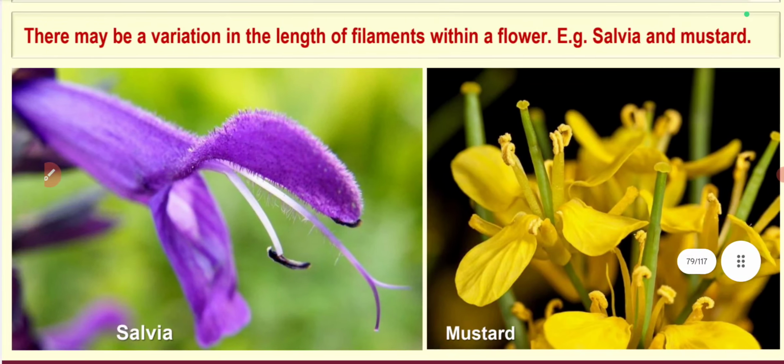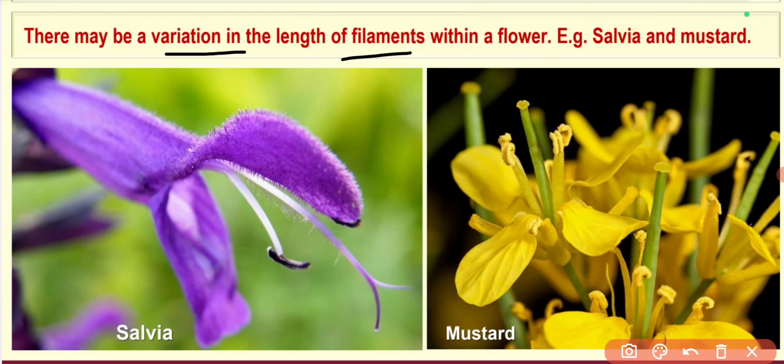Next, there may be a variation in the length of the filament within a flower. Example, salvia and mustard. In salvia and mustard, the length of the filament is variable. This one is the longer one, while this one is the shorter one. Here also in the mustard, longer one, shorter one, longer one, like this. Short and long are there.